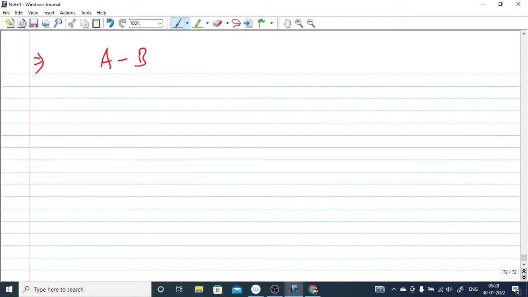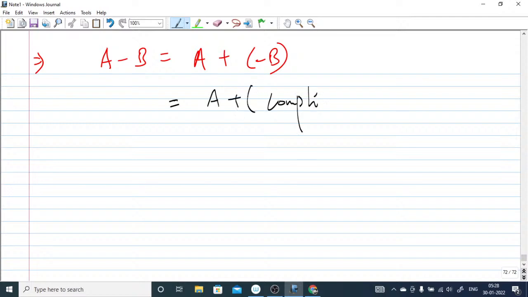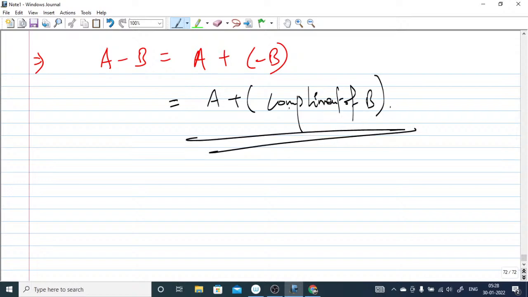You can write a minus b as a plus minus b. Now what you can do here is say a plus the complement of b, so that the negative will be hidden in the complement of b. So this means performing subtraction with the help of addition using the complement concept. I hope this EAC concept is clear for everyone.